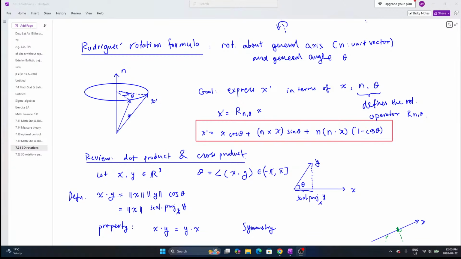So today we're going to continue discussing 3D rotations for graphics and game engine development.